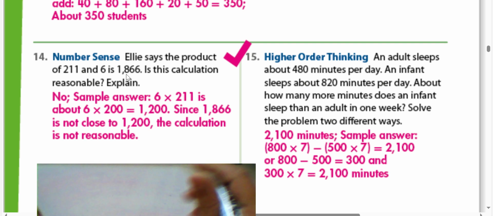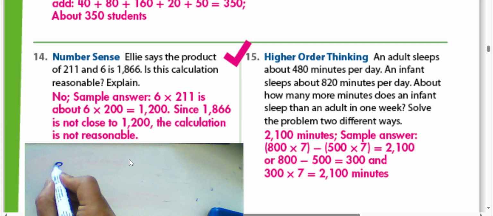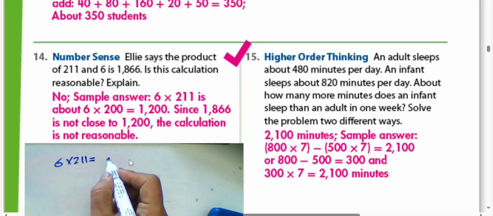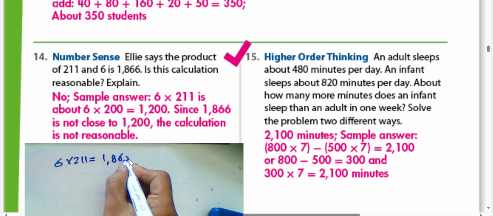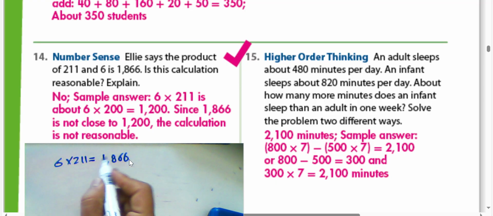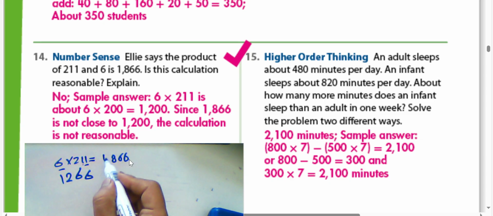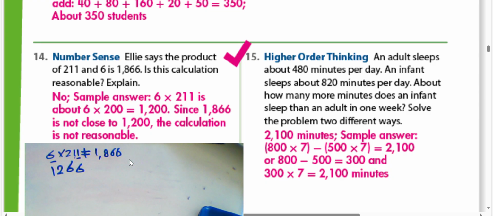Look with me at this example again. I will explain. If we multiply 6 by 211, the result will be 1866. Is it true or false? We can write 1 times 6 equals 6. 2 times 6 equals 12. That's not equal to this number. Understood? It's not reasonable. The actual answer is 1266.